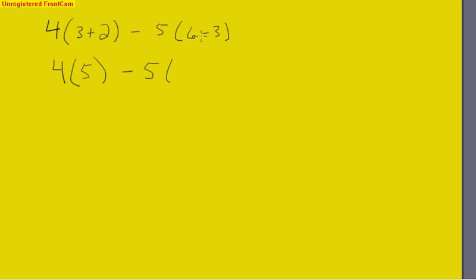Minus 5 times 6 minus 3, which I know to be 3. And again, the temptation is to just say, well, that's 15 right away. But we'll get there. 4 times 5, since we have multiplication here, is done before addition. And then 5 times 3 is 15, so we have 20 minus 15 equals 5. So we worked from our innermost to outermost parentheses.